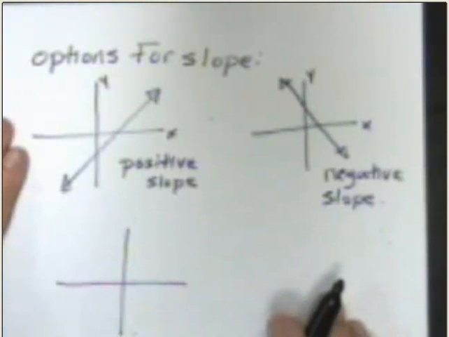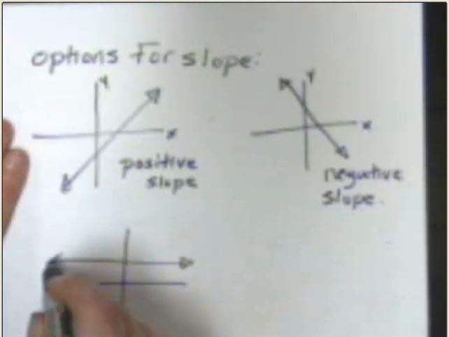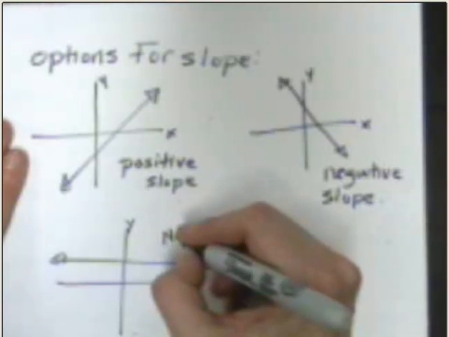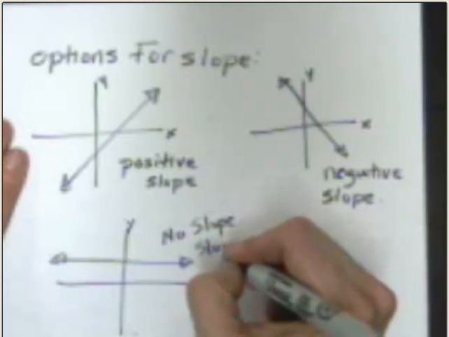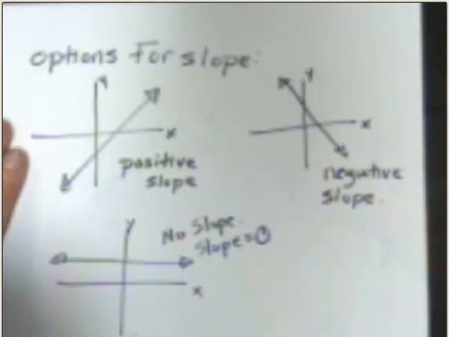Another one. How about this? A flat line. No slope. Oh, quantify no. No slope. What's the slope equal to? Give me a number for no. 0, okay. Slope equals 0.